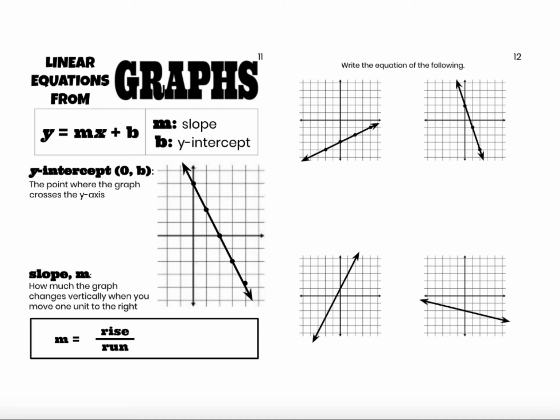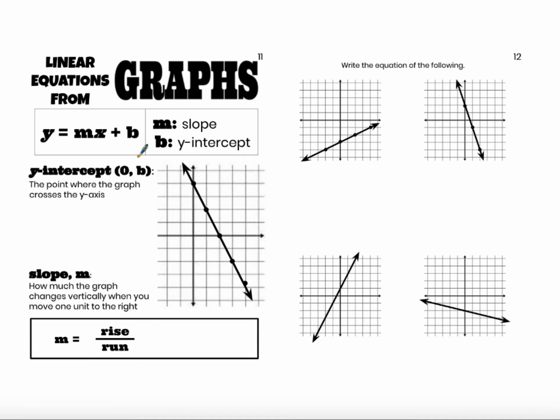On pages 11 and 12 of our Unit 2 notes, we're looking at finding the equation from a linear graph. A linear graph looks like a straight line. Now, when we get to lines and equations from lines, we start to use some different words.